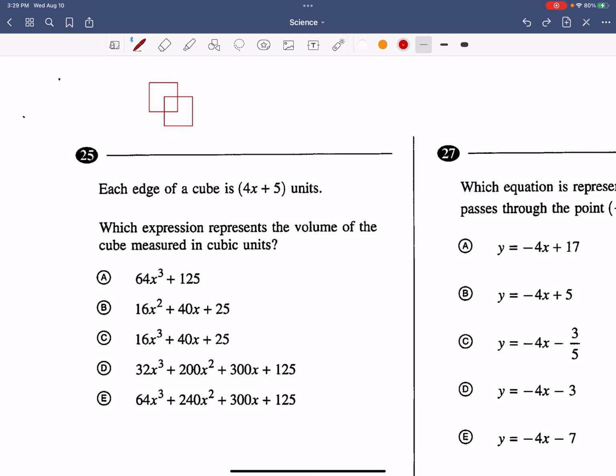Well, that's not a cube because I can't draw a straight line. But here we go. And I would even go so far as to put in the dimensions. There's the width, the height, and the length.